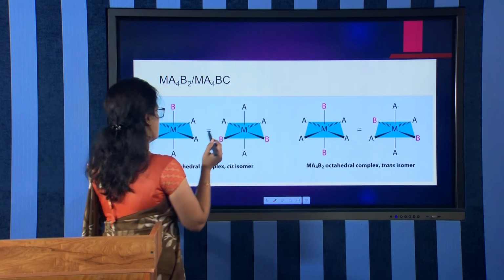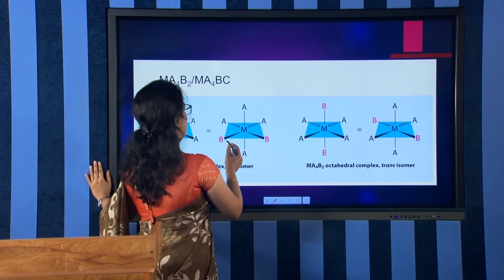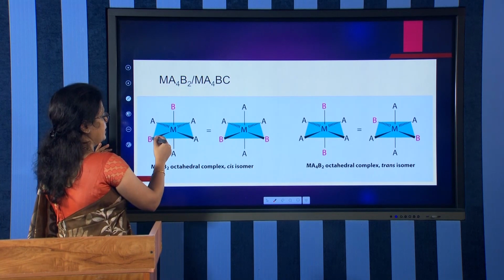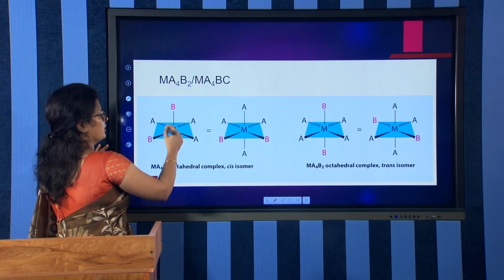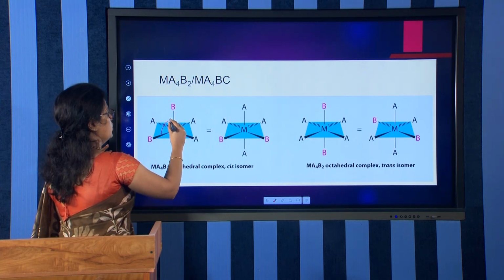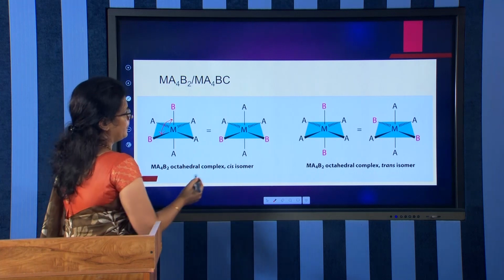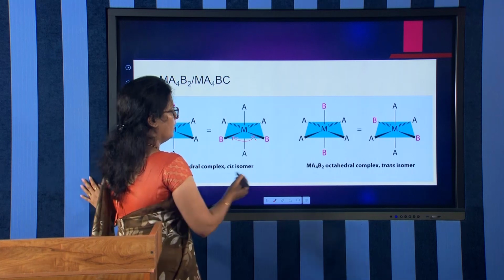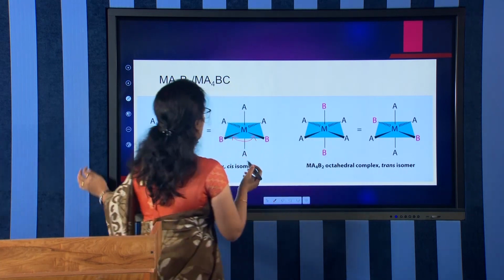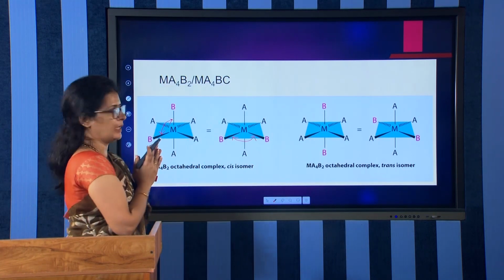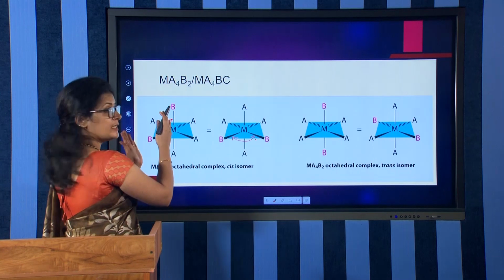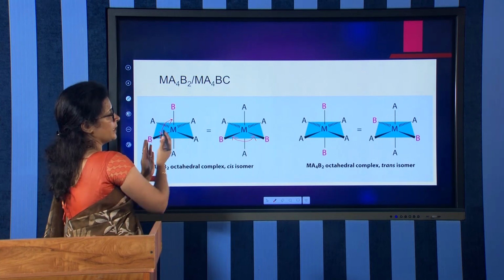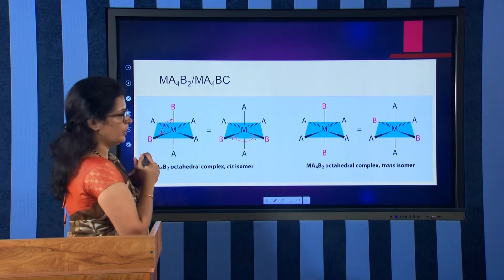This is the cis isomer. Now again, if I change this, see this B and this B, they are cis to each other. This is also cis to each other. So, both structures are the same, cis isomer. On the same side, M, 1 B is here, and both are on the same side. So, this is a cis isomer.